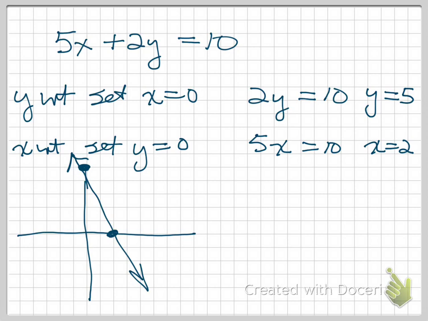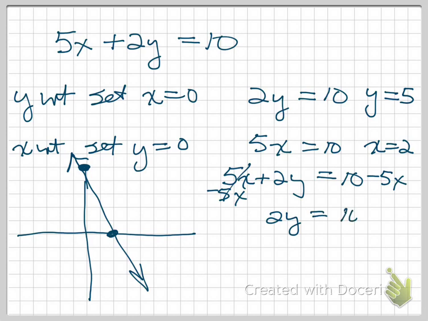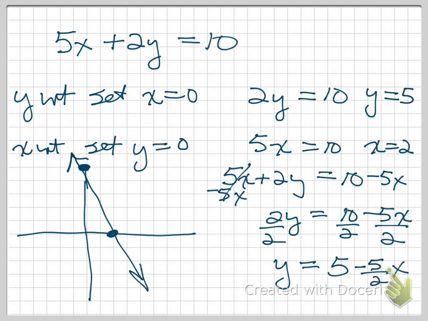Okay, how do I turn this form of a line, 5x plus 2y equals 10, into the slope-intercept form? Well, get your 2y by itself, so subtract 5x from both sides, rewrite your equation, 2y equals 10 minus 5x, divide every term by 2 to get y by itself, y equals, 2 goes into 10 an even number of times, 5, minus 5 halves x.